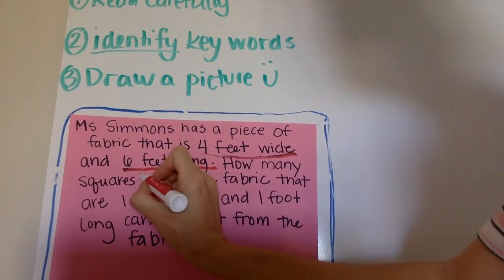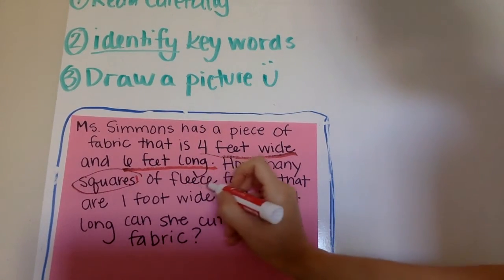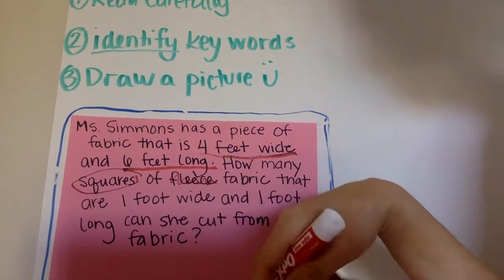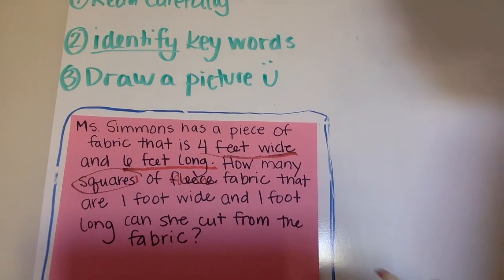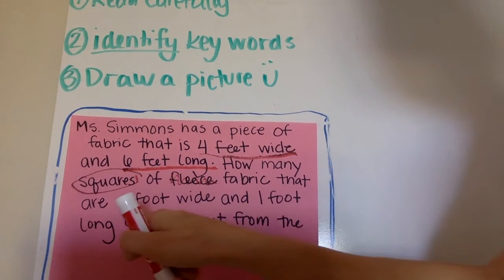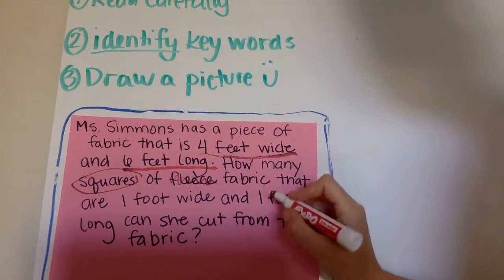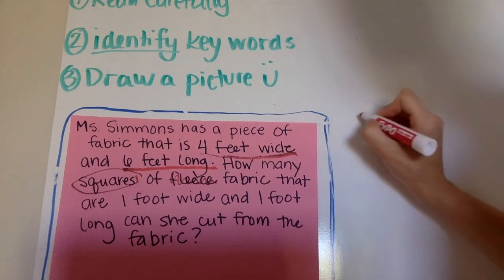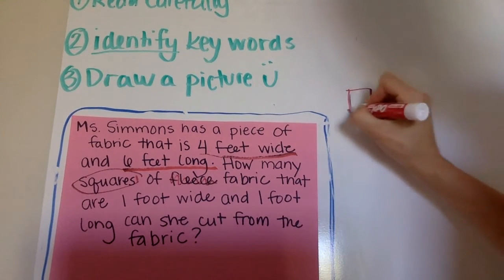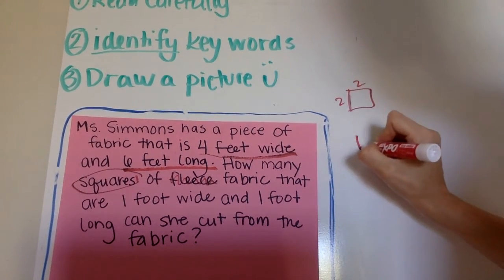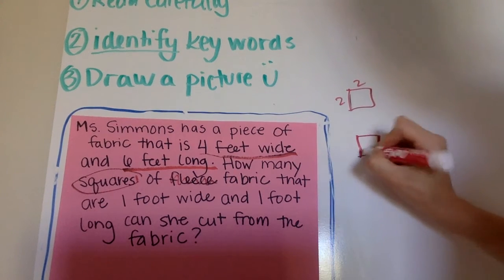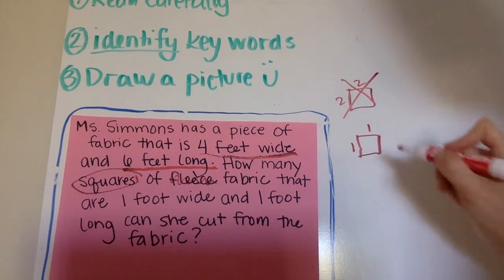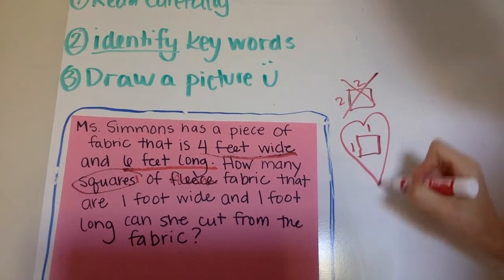How many squares of fleece fabric? I can cross off this extra word because fleece describes the fabric. That means it's made out of really soft material that are 1 foot wide and 1 foot long. So this tells us the size of each piece of fabric. So when I made my brownies were 2 by 2. Miss Simmons' squares are 1 by 1. So forget the 2 by 2 from the brownies. We're focusing just on the 1 by 1.